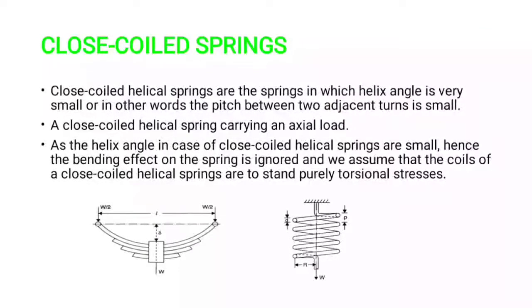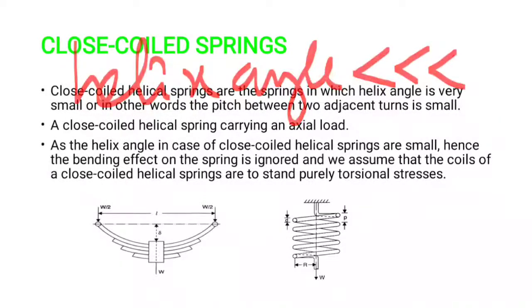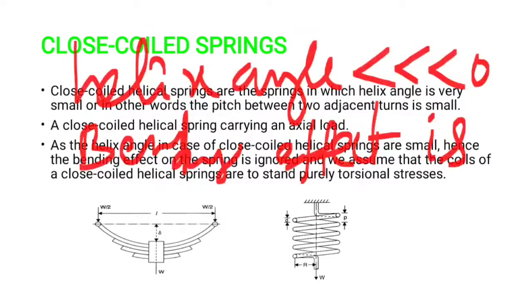As the helix angle in close coiled helical springs is small, the bending effect on the spring is ignored, and we assume that the coils of the close coiled helical spring withstand purely torsional stresses. Here the helix angle is very, very small. Due to that, the bending effect is neglected.